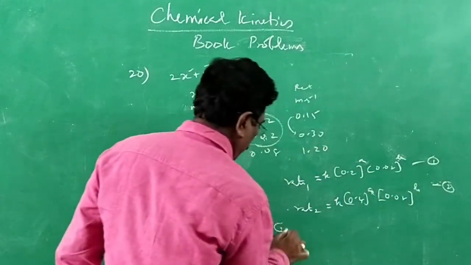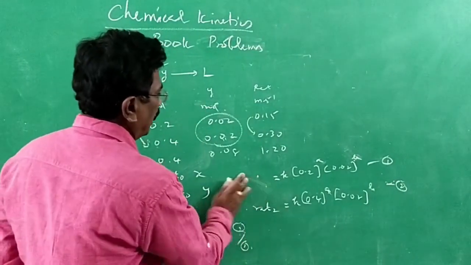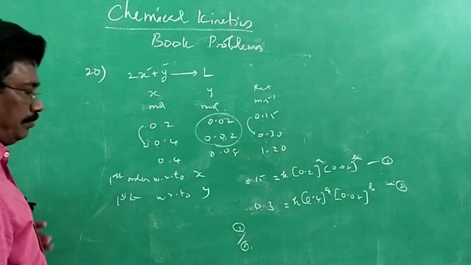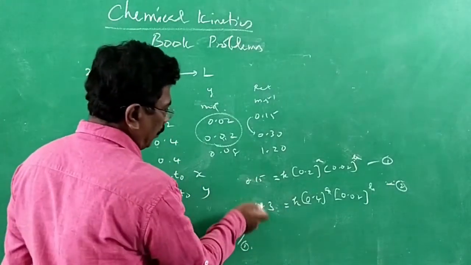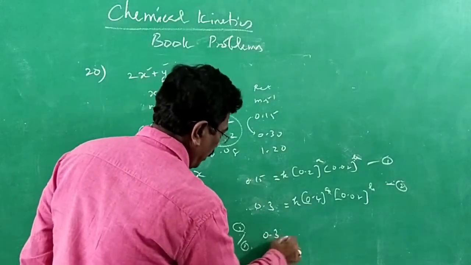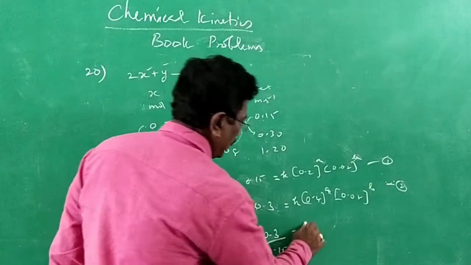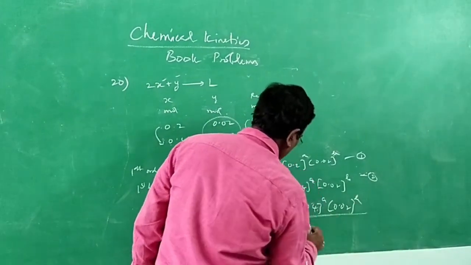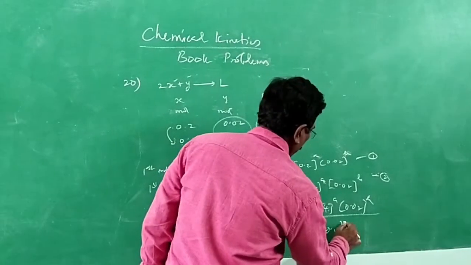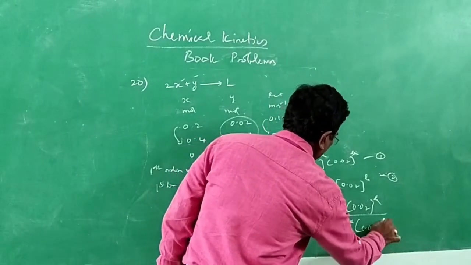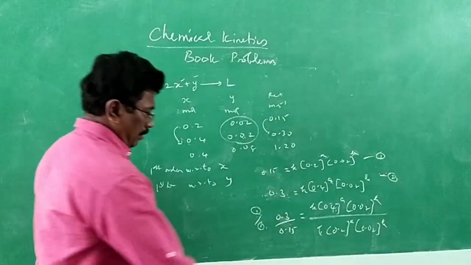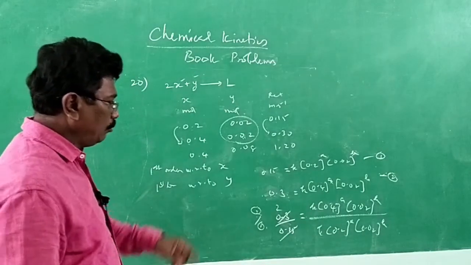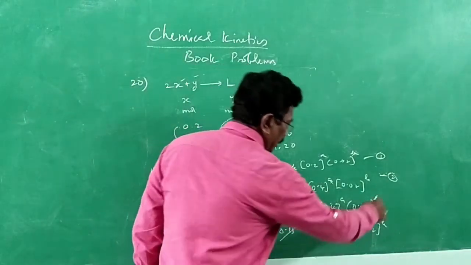Divide equation 2 by 1. What is rate 1? Rate 1 is 0.15. Rate 2 is 0.3. Am I correct? Now 2 by 1: 0.3 by 0.15, which is 2. Or else let me write, it is equal to K into 0.4 to the power A, 0.02 to the power B, divided by K into 0.2 to the power A into 0.02 to the power B. Upon dividing 0.3 by 0.15, you will be getting 2. K and K get cancelled. Here these two get cancelled.